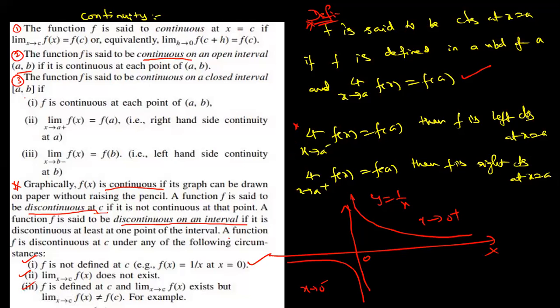In the limit chapter, f of a is not there. But in this case, we are talking about f of a also. Now, I will give some examples. Get ready, dear students. I'm giving some examples for continuous and discontinuous. These examples are very, very important.